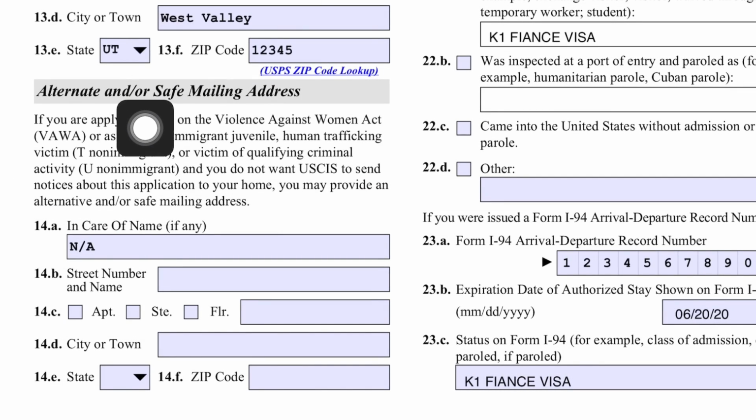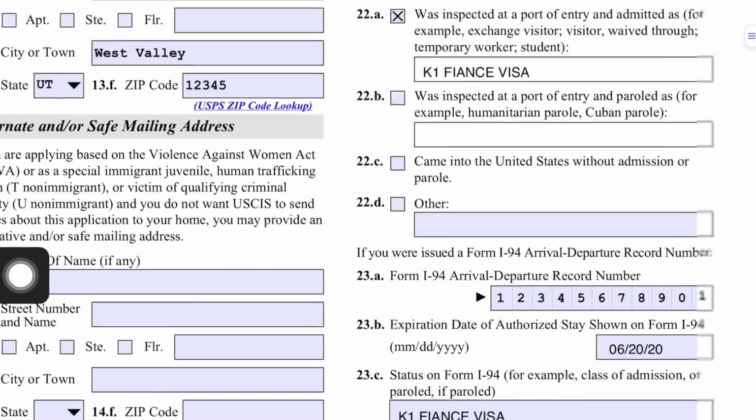And then alternate and/or safe mailing address. If you are applying based on the Violence Against Women Act or VAWA, or as a special immigrant juvenile, human trafficking victim, or victim of qualifying criminal activity, and you do not want USCIS to send notices about this application to your home, you may provide an alternate and/or safe mailing address. So if you are in one of these categories, you need to put your safe address here. But if it doesn't apply to you, just put NA.